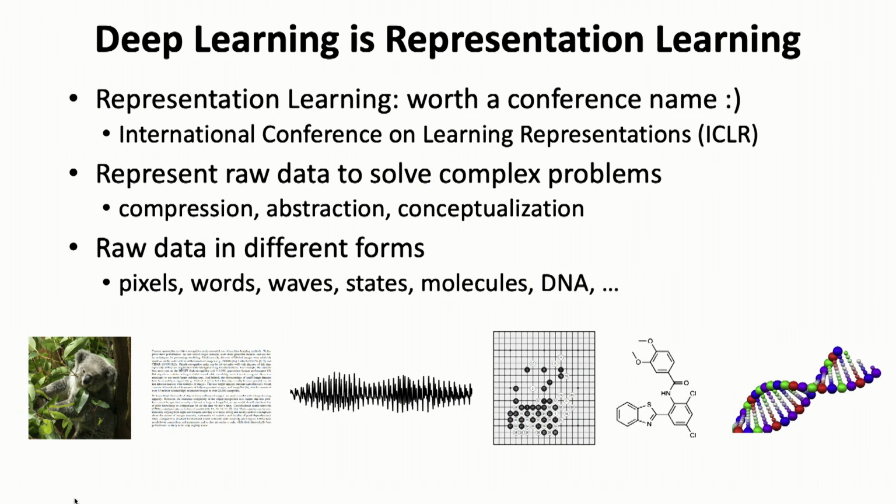And depending on the scenarios, the raw data can be in many different forms in practice. For example, in computer vision, the raw data could be pixels in images or in videos. In natural language processing, the raw data can be letters or words. In some other scenarios, such as speech recognition or audio recognition, the raw data can be audio waves or spectrograms. And in the case of game playing, the raw data can be the states of the game board. And in some scientific problems, the raw data can be the molecule sequences, DNA sequences, or some other structures.